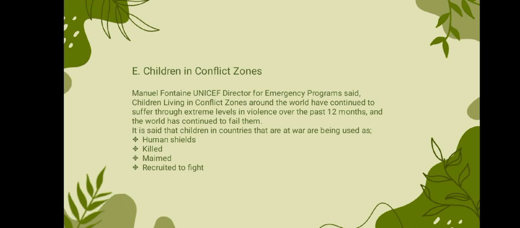Manuel Fontaine, UNICEF Director for Emergency Programs, said children living in conflict zones around the world have continued to suffer extreme levels of violence over the past 12 months, and the world has continued to fail them. It is said that children in countries at war are being used as human shields, killed, maimed, and recruited to fight. So for the child in conflict zones, war often results in destroyed schools, unsafe streets, and the use of children in armed conflict, making education not just inaccessible but dangerous.